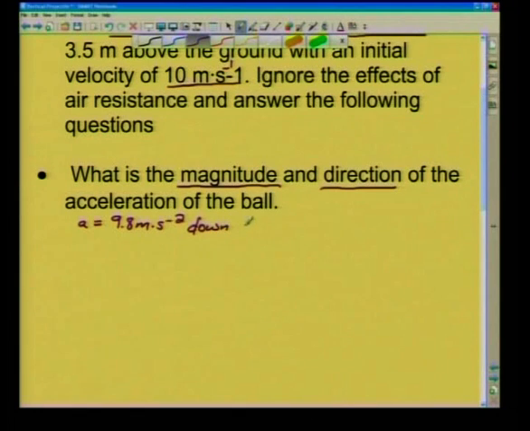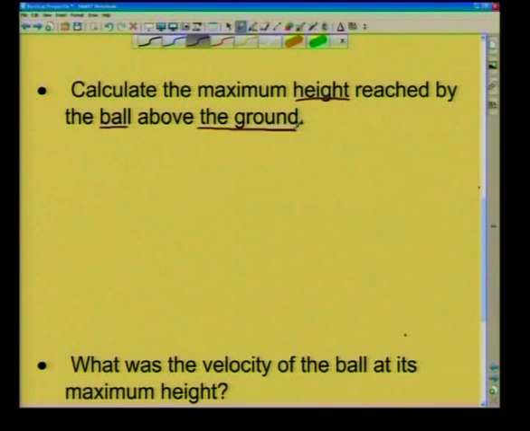Downwards. This we know is constant and it remains like that. So we don't have problems answering that type of equation. Right, the question is: calculate the maximum height reached by the ball above the ground. Now, it talks height, so I need to pick an equation that talks delta y.